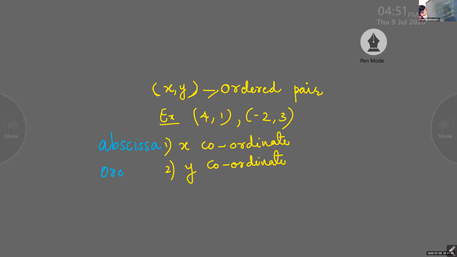And the Y coordinate also has one name, and it is simply ordinate. Its name is ordinate. Check the spelling, ordinate and abscissa. Did you understand this much? Yes, ma'am. Okay.